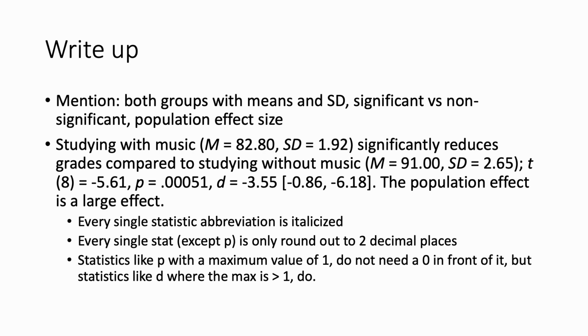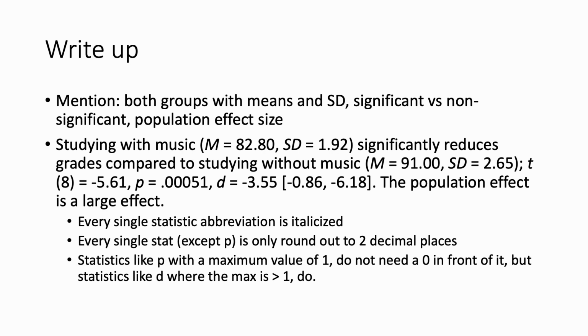If you notice, I skipped over the numbers. I'm going to go back to those numbers. Studying with music, M, in parentheses, M, italicized. That means mean, equals 82.80. Only put your results to 2 decimal places most of the time. I'll explain the one time you don't. Comma, standard deviation, italicized, equals 1.92.